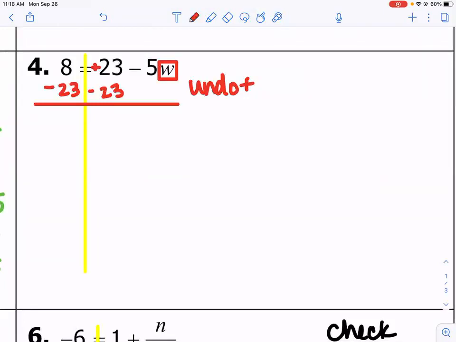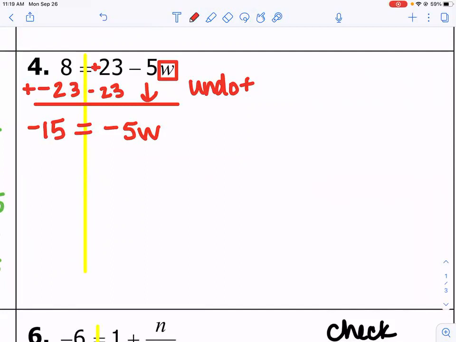Why am I doing that? Because 23 minus 23 is going to get us 0. Say that again? 23 minus 23 gets us our 0. Okay, and we take down minus 5W. That minus sign is still there. Okay, 8 minus 23. Let's do keep, change, change. 8 plus a negative 23. What is it, Tyler? Negative 15. Do we agree with Tyler?